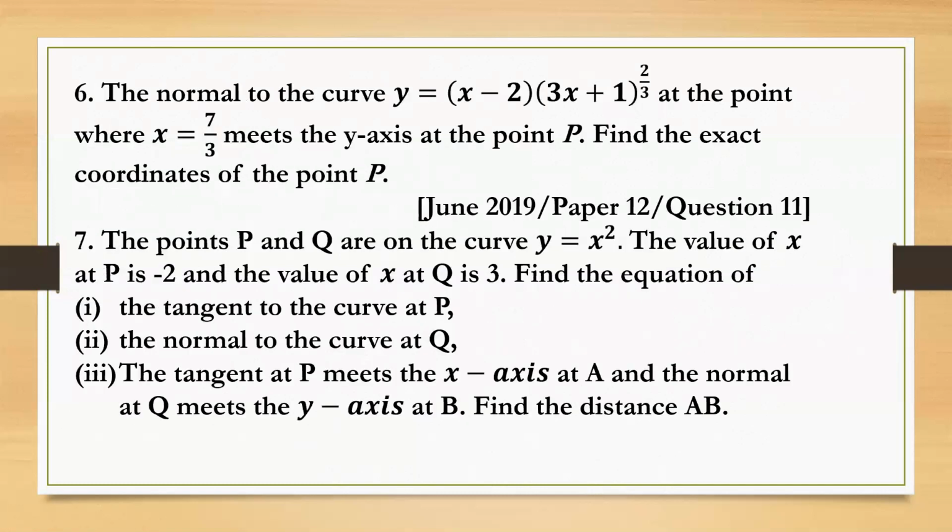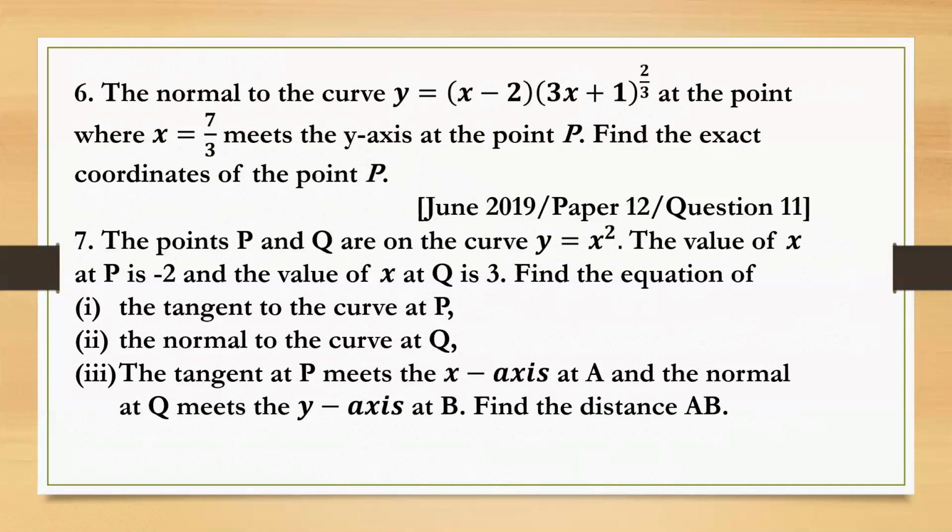Number 5, you need to find the equation of a normal. Number 6, the normal to the curve y equal to (x minus 2)(3x plus 1) to the power of 2/3 at the point where x equal to 7/3 meets the y-axis at P, and you need to find the exact coordinates of P. Exact means you either give your answer in fraction or in terms of square root.